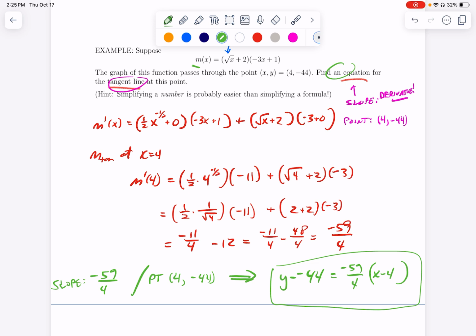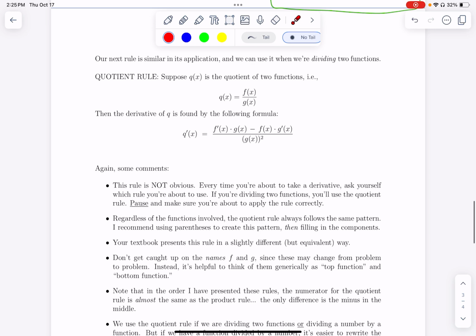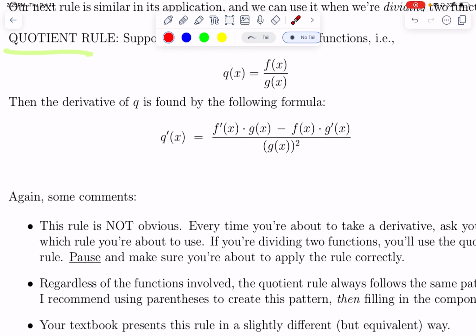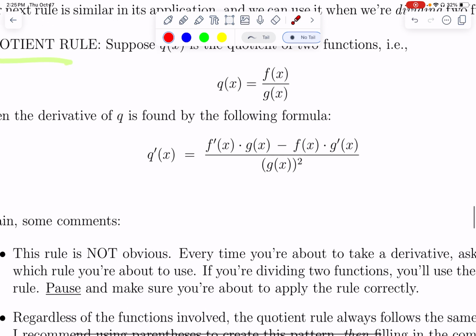So this is just an example where we're doing things we've done before, finding a derivative, finding a slope, using that slope to find the equation of a line. But we have more tools at our disposal. We're noticing if the function has multiplication in it, we know what to do. And the same thing is true with division. That's called the quotient rule. So suppose we have a function q of x that's a quotient of two functions. Right? So f of x over g of x. F of x divided by g of x. Then here is the formula for the derivative, right? This is not easy, but it is the correct formula.